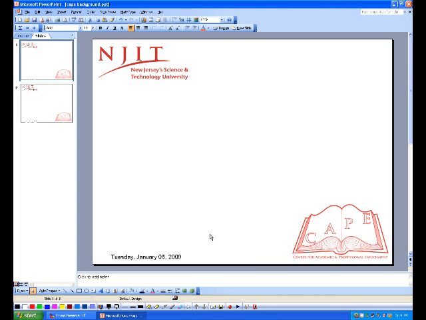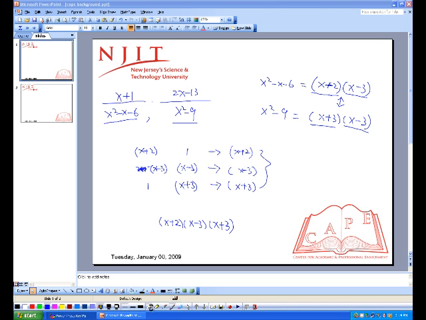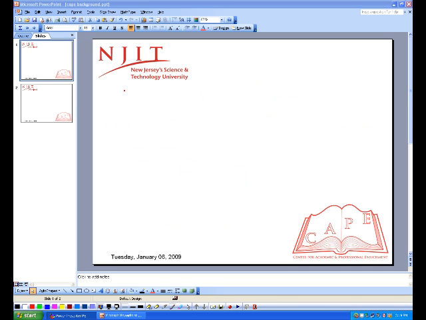My name is Tao Ling, and I will show you how to use least common denominator to add and subtract rational expressions. So let's look at an example. The problem is on page 56 if you have the college algebra book.